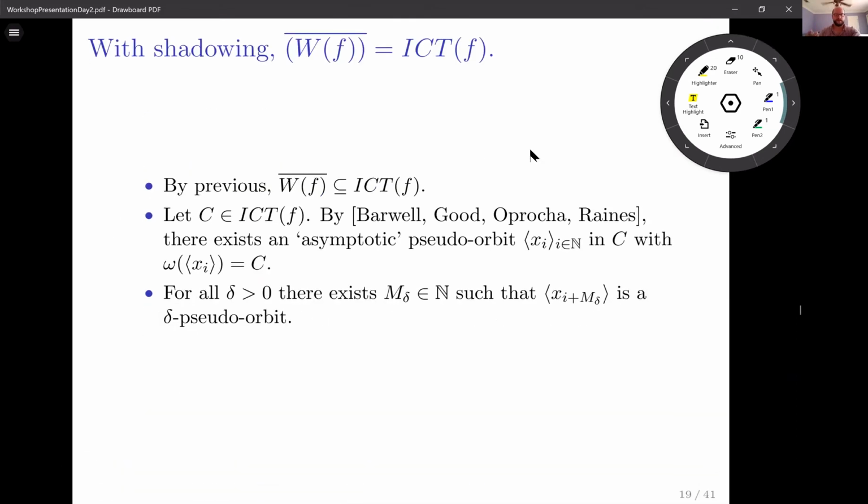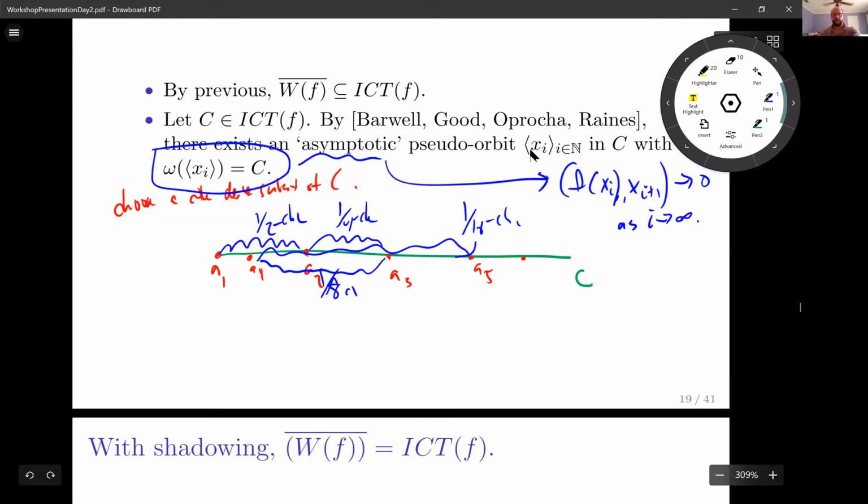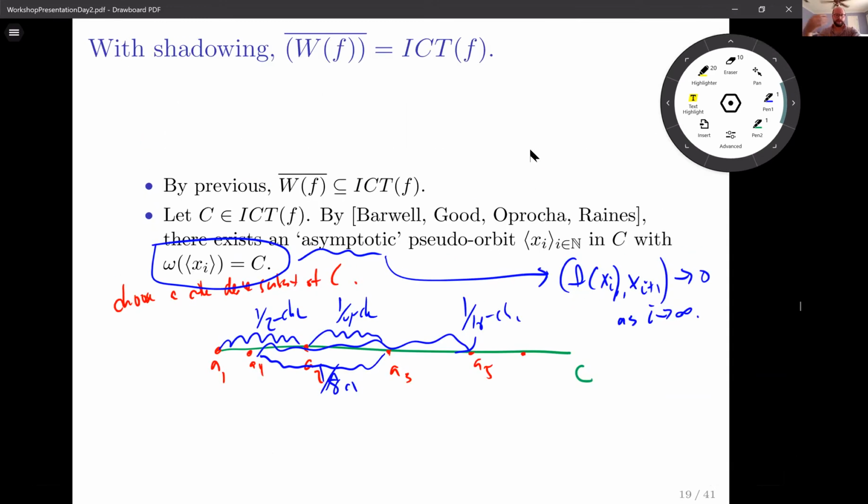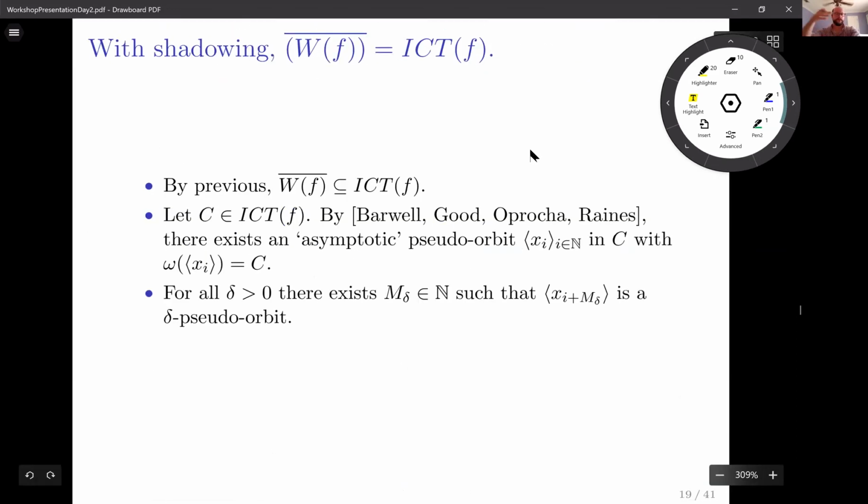So observations here. For any delta greater than 0, there's some point in that pseudo-orbit beyond which the infinite pseudo-orbit is a delta pseudo-orbit. So if I wanted to find a 1/8 pseudo-orbit, if I started here at A3, it would be a 1/8 pseudo-orbit beyond that. If I started here at A5, it would be a 1/32 pseudo-orbit beyond that. So we can always go far enough in that it's a delta pseudo-orbit for whatever delta we like.